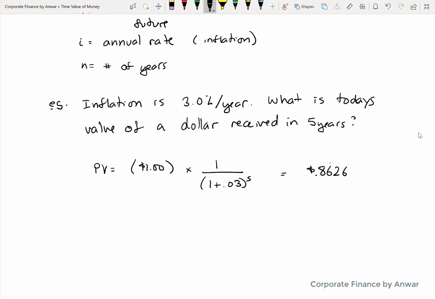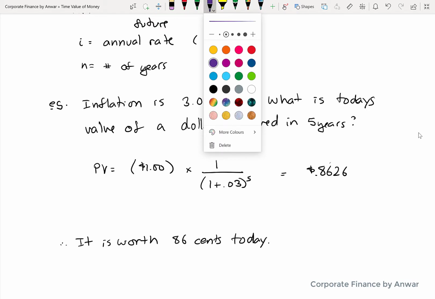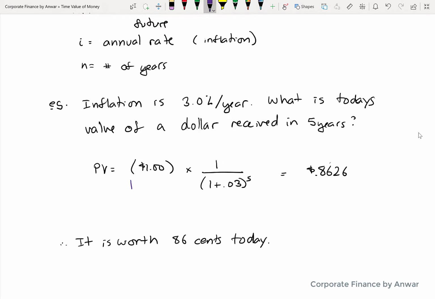So another way of saying that is 86 cents today is worth about the same as a dollar in 5 years. And both would allow you to buy the exact same amount of items. If that was the inflation rate going forward, you'd be really neutral whether you got the 86 cents today, or whether you got the dollar in 5 years.